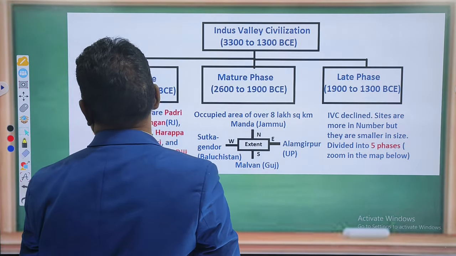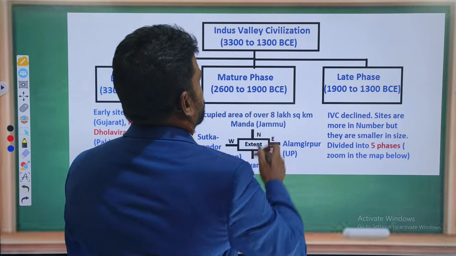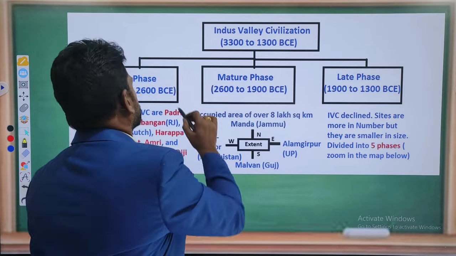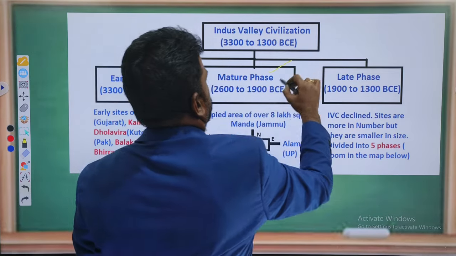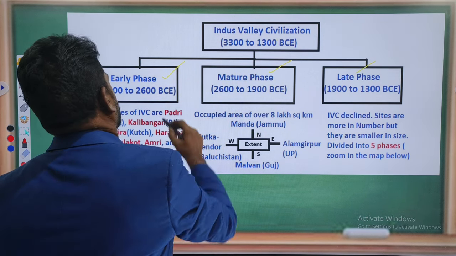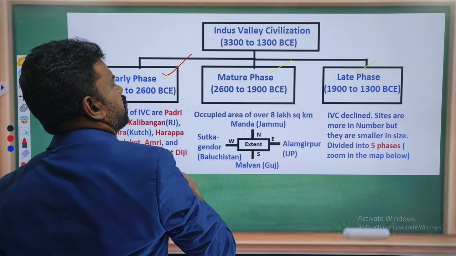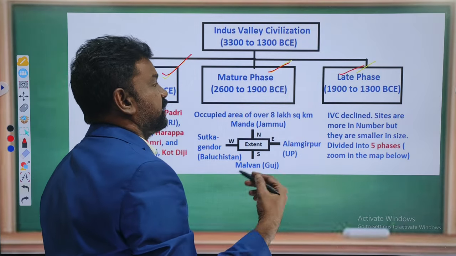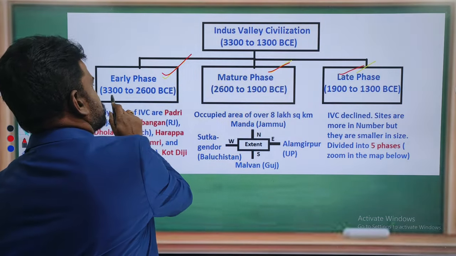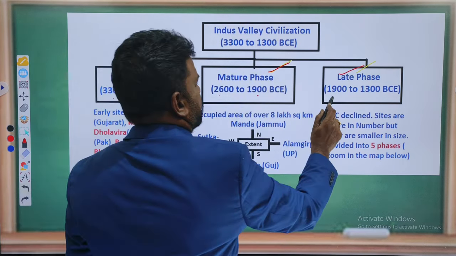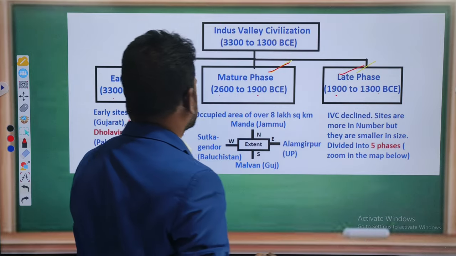After this, the Indus Valley civilization. You can divide it into three parts: early phase, mature phase, and latter phase. Early Harappan civilization, matured Harappan civilization, late Harappan civilization. This is from 3300 to 2600, 2600 to 1900, 1900 to 1300.